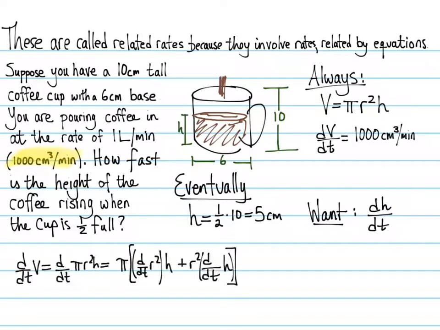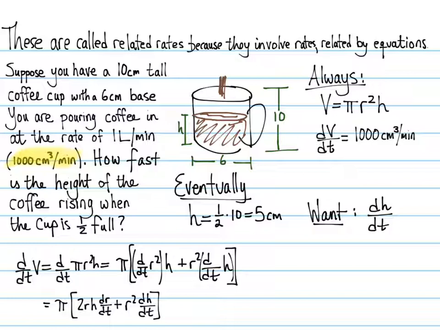So, if we try to take the derivative of volume with respect to time, we have to take the derivative of pi r squared h. Well, that involves the product rule. First we pull pi out, because you don't have to use the product rule on a constant, and then we use the product rule. The derivative of r squared h is the derivative of r squared times h plus r squared times the derivative of h, which is pi times (2rh dr/dt plus r squared dh/dt).